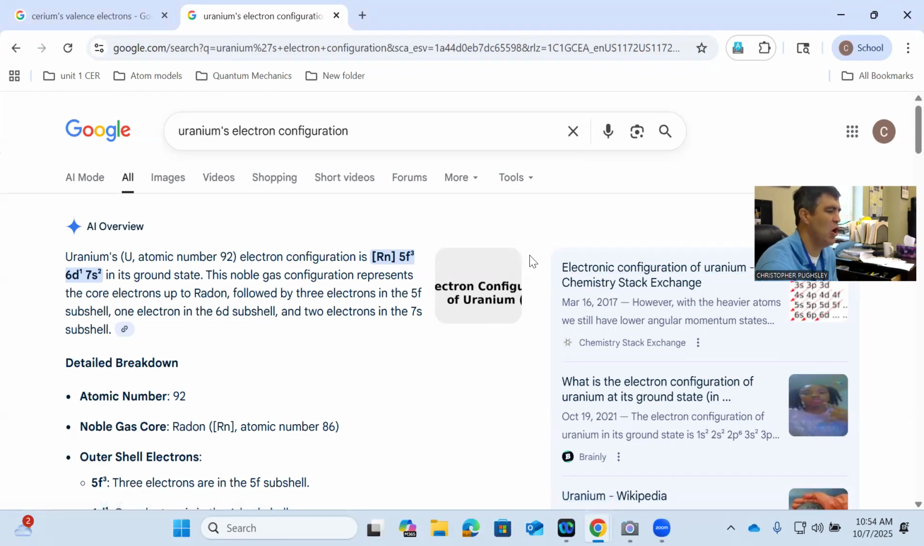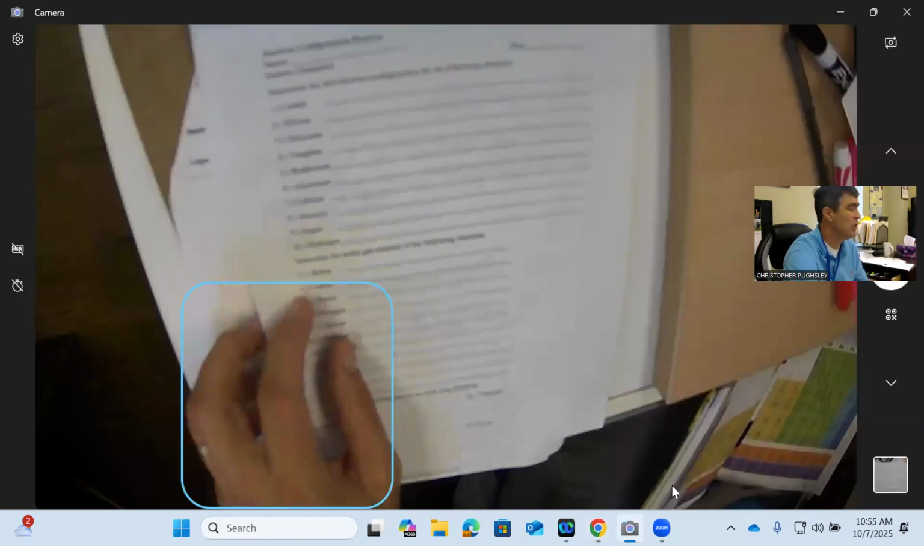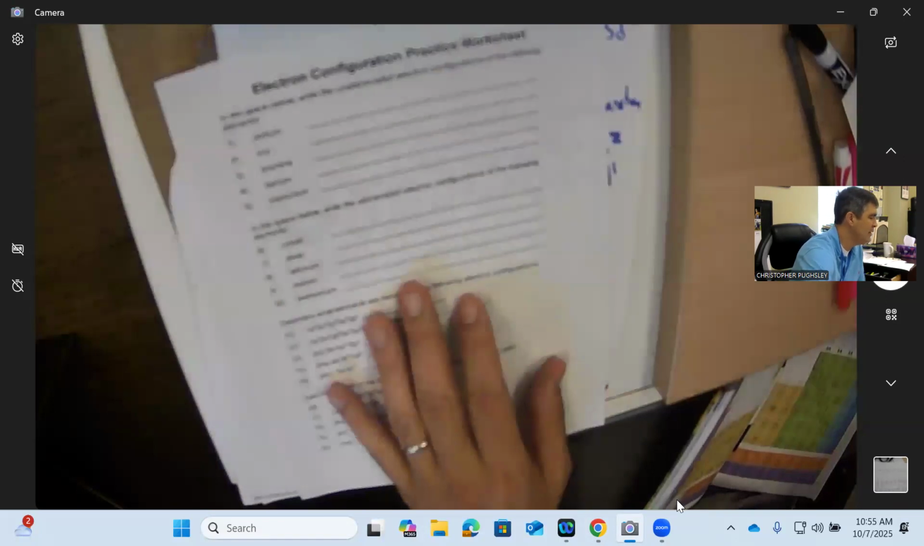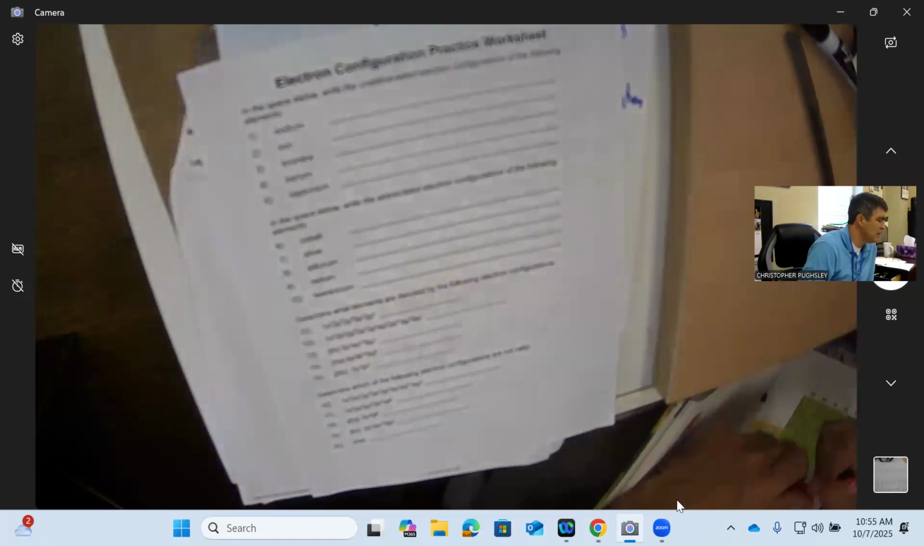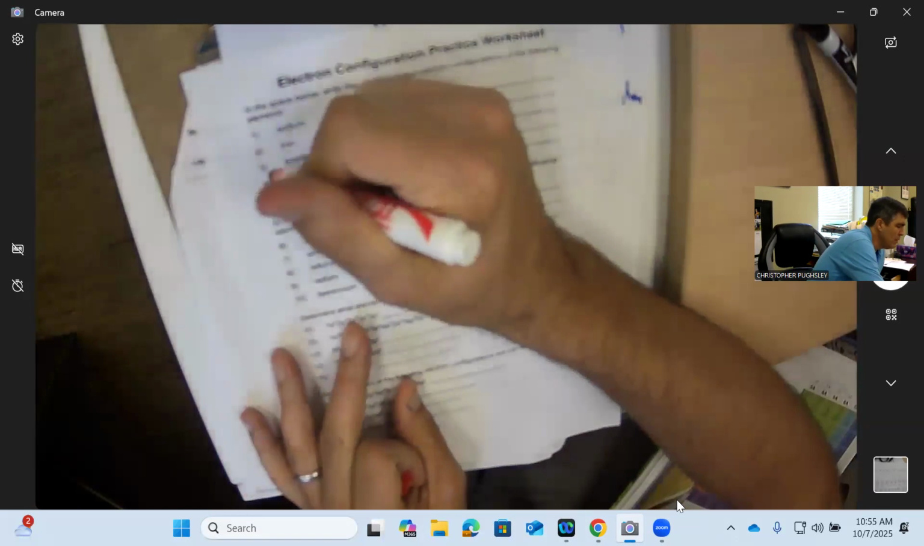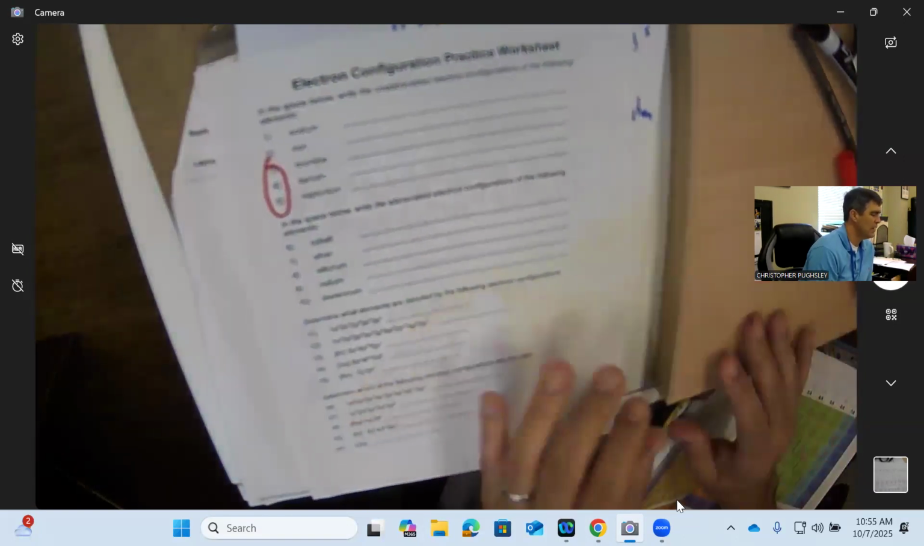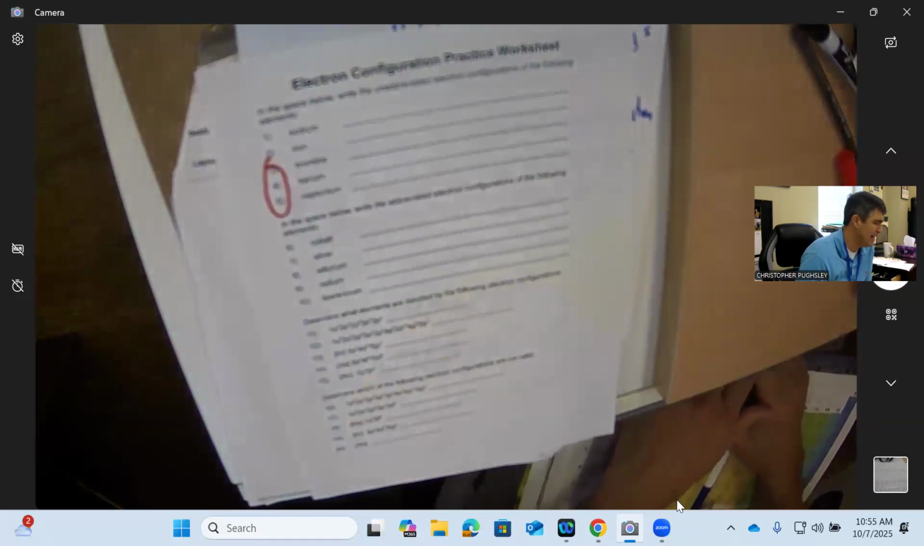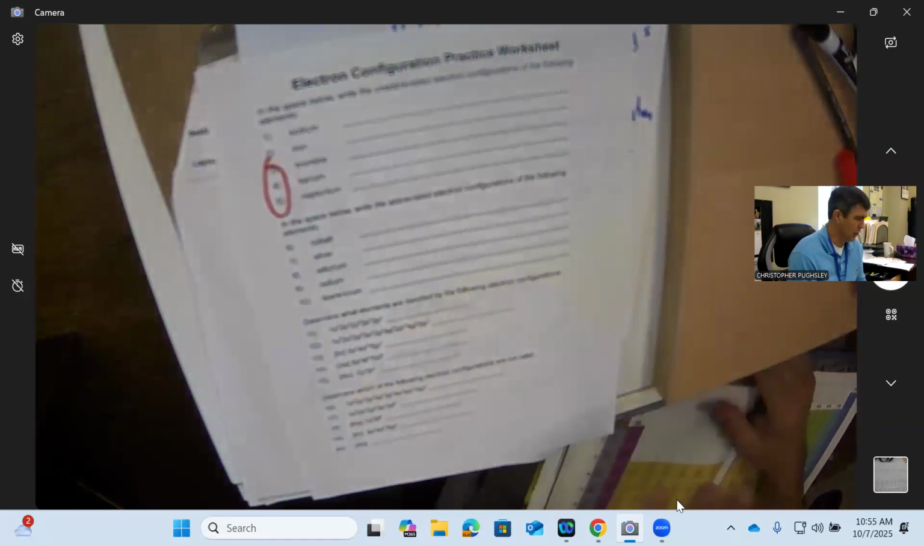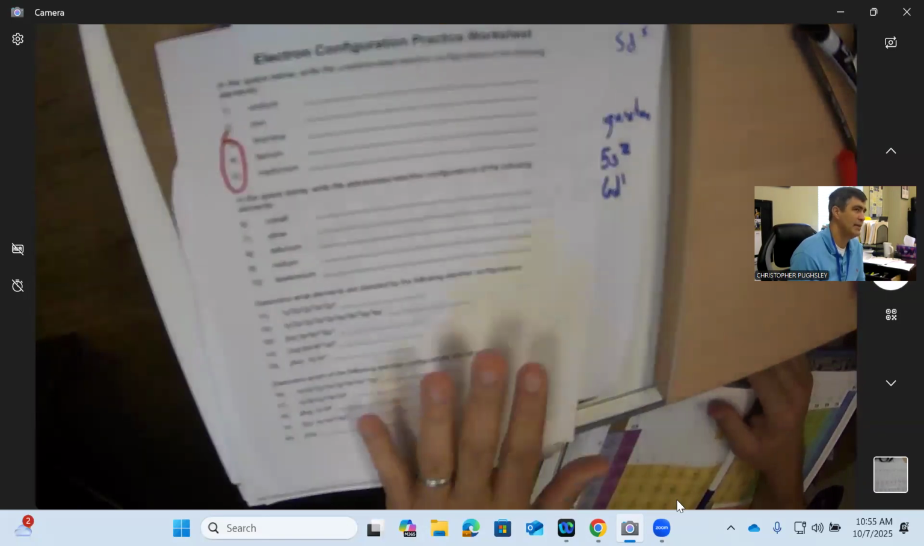All right, I want you to do your homework. Get your homework. Start working on your homework. Your homework looks like this. This was the homework we did the other day. I want you to do, starting on this side, bromine, barium, and neptunium. Do those first. You're going to do both sides, front and back, tonight. That's your homework.